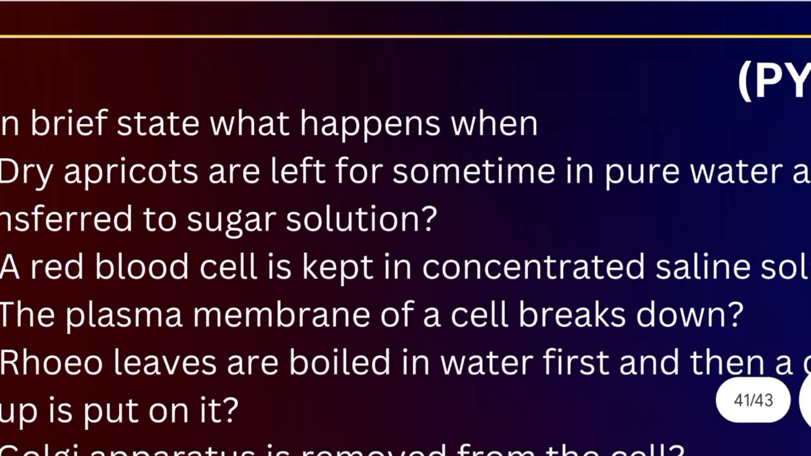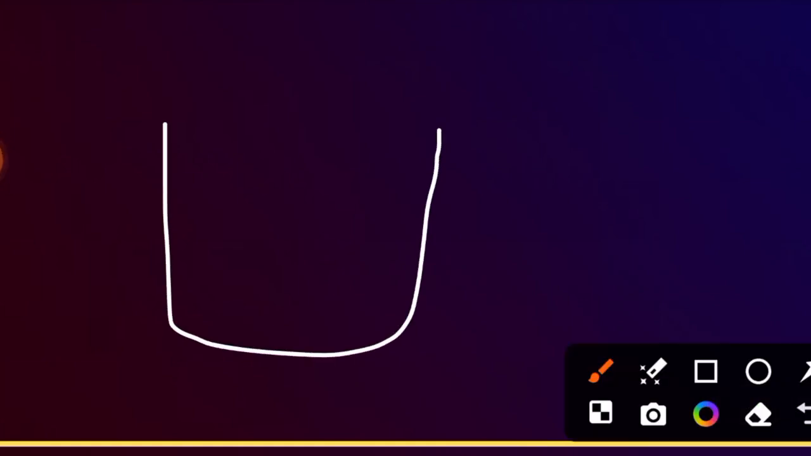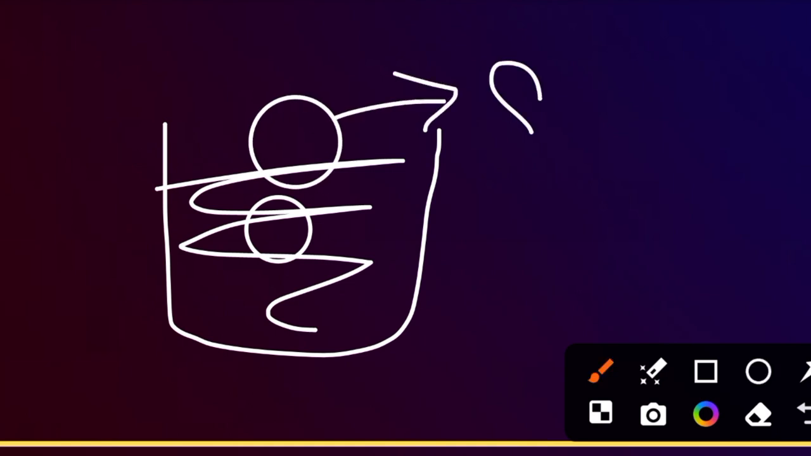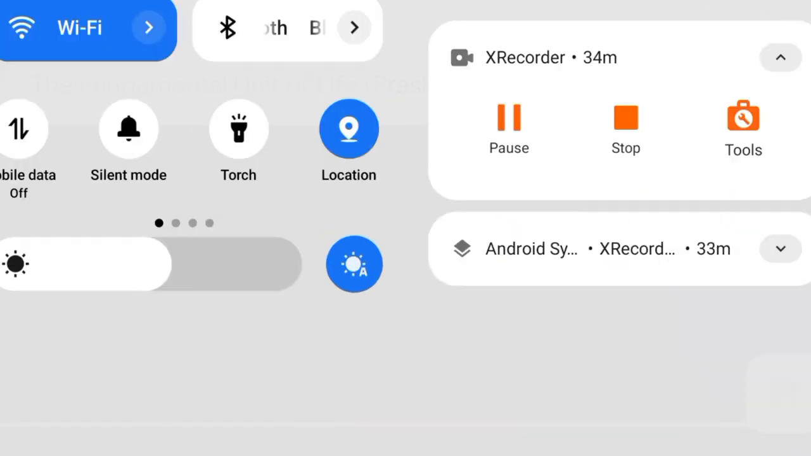A red blood cell is kept in concentrated saline solution. Saline means concentrated, guys. So it is also hypertonic only, ज़्यादा है उसमें saline, concentrated है, and we kept our red blood cell inside it. So of course it will shrink. Why will it shrink? Because it is in a hypertonic solution, so obviously it will shrink.